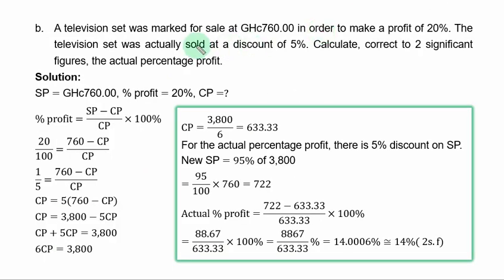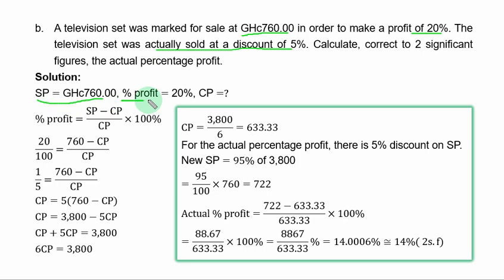Question 6b. A television set was marked for sale at 760 Ghana cedi in order to make a profit of 20%. The television set was actually sold at a discount of 5%. Calculate correct to 2SF the actual percentage profit. Solution. The price the TV set was marked for sale is the original selling price. So SP equal to this.